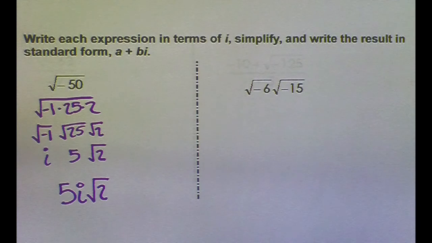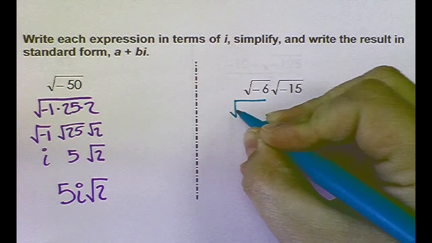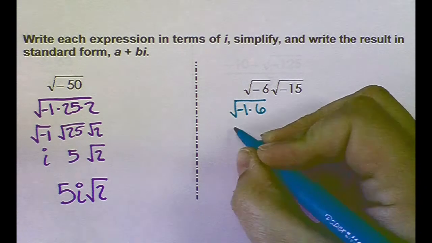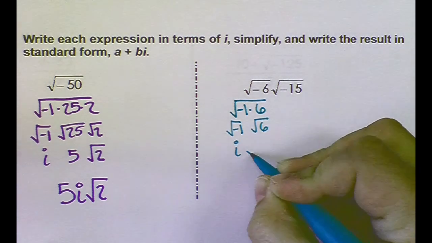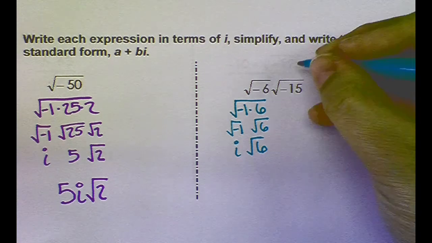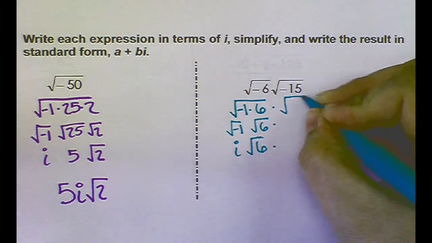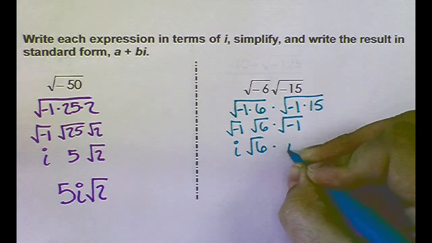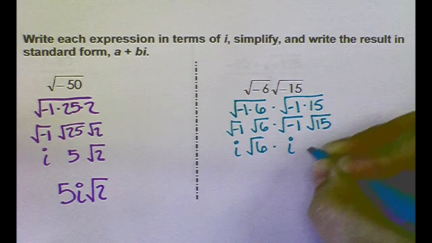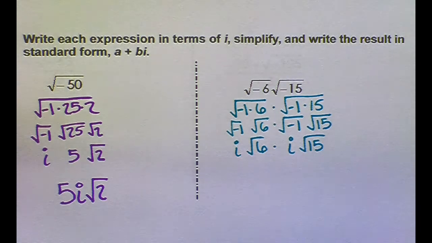If I'm doing the square root of -6 times the square root of -15, we need to simplify it with i's first. I can't just multiply -6 times -15 and call it a day. No. So we need to separate this into -1 times 6, which the square root of -1 is i, the square root of 6 is just the square root of 6. And then we have our 15. We make it -1 times 15. The square root of -1 is i.